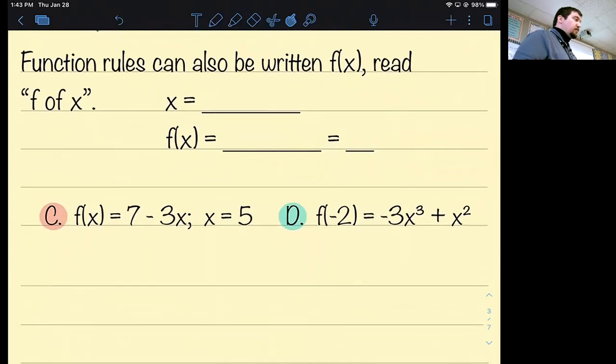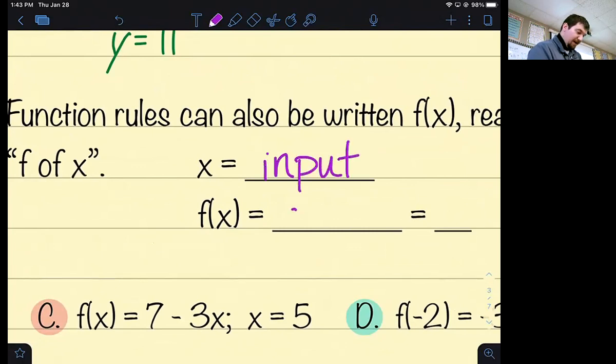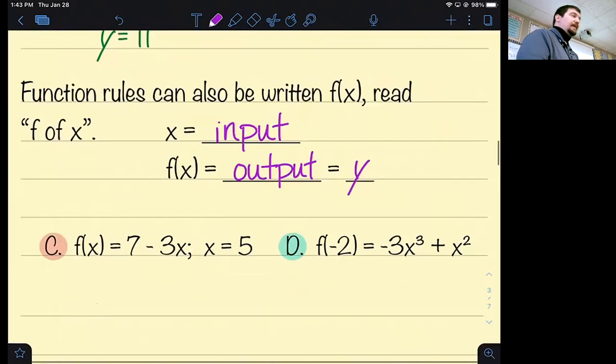Function rules can also be written f of x, which is read f of x. Okay, so the x is the input, and the f of x is the output, also known as what variable? Y. The y. I don't think in your textbook this year they even write f of x, but it'll be all over your textbook next year. So I'm going to introduce it to you right now. If you see f of x, that f parentheses x parentheses is just a fancy way of writing the letter y.